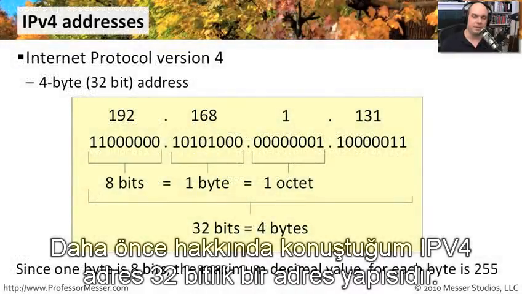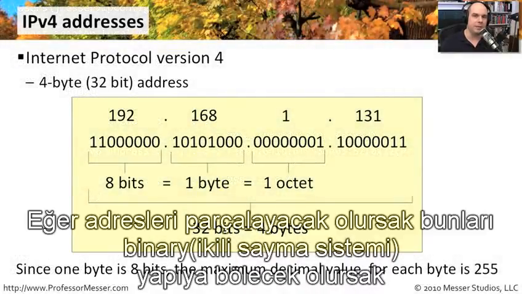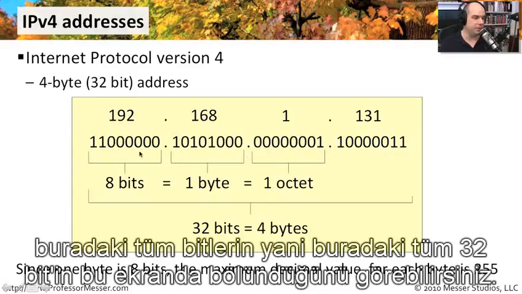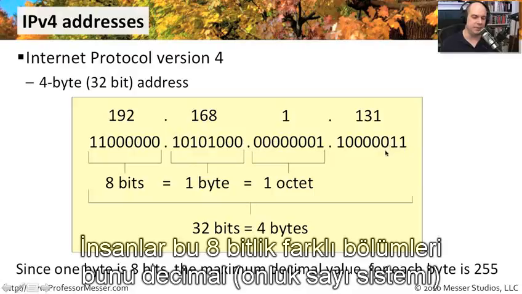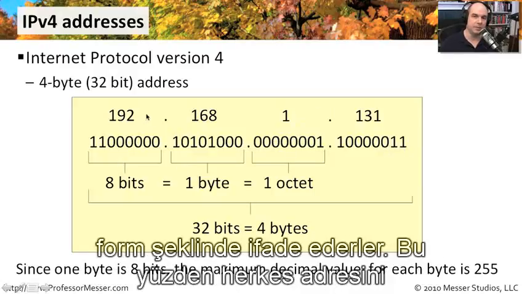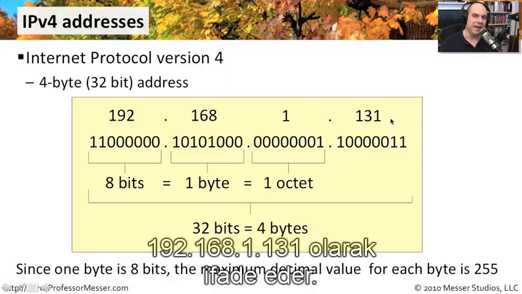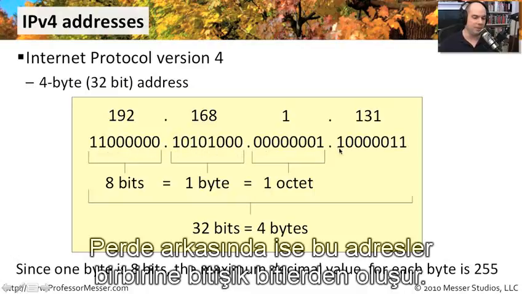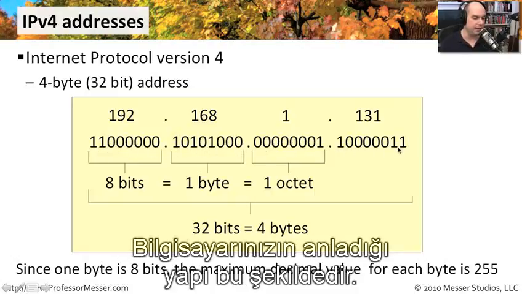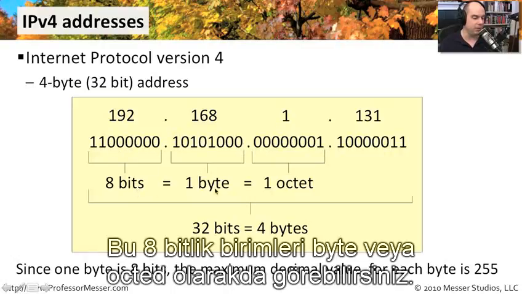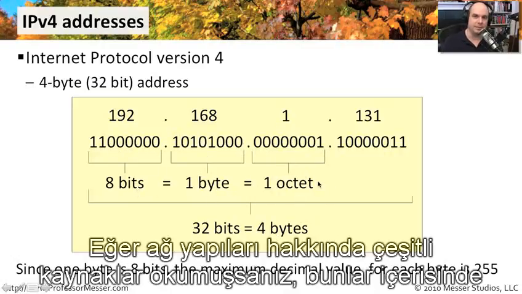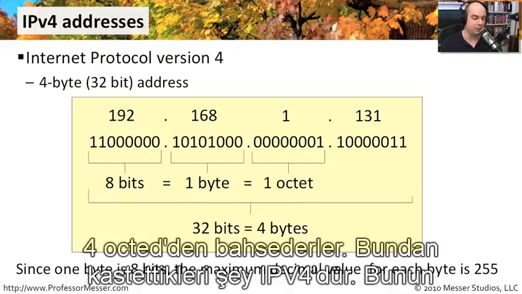I mentioned earlier that the IPv4 address is a 32-bit address, and if we really broke out the addresses, we would break them out in binary form. You can see all 32 bits broken out right here on this screen. Us human beings represent these different sections of 8 bits in their decimal form. So when somebody says, my IP address is 192.168.1.131, behind the scenes, that address is really made up of all of these bits strung together. That's how your computer understands those. You may see those 8 bits referred to also as a byte or an octet. If you're reading some materials associated with networking, it may talk about the 4 octets of IPv4. That's what it's referring to.